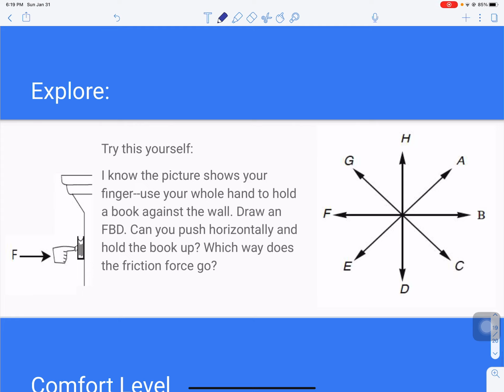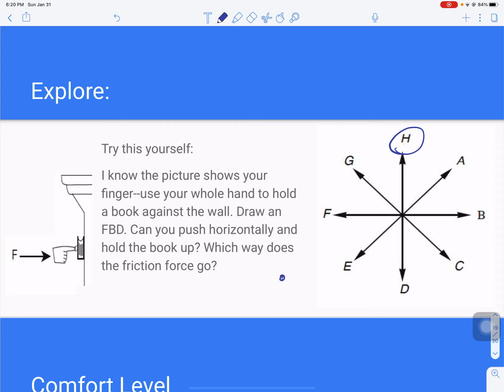Okay, last thing that we're going to do is you're going to try to hold a block against the wall just by pushing only horizontally. Okay, not up, but just only horizontally. And I want you to draw an FBD, or free body diagram. And so the question is, can you push horizontally and hold the book up? Draw the free body diagram. Which way does the friction force go? Okay, it should be up.